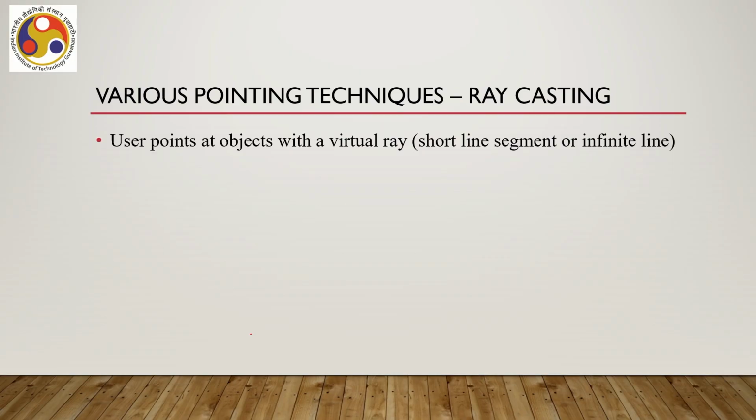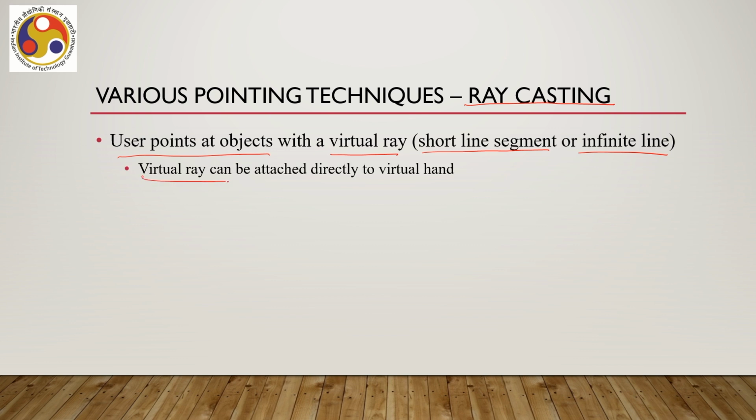Now, that is about different body parts that we can use to extend and control the ray for selection. Other thing is different ways to extend the ray. We can have the most basic technique called ray casting. Here the user points at objects with a virtual ray, which is typically what we have seen in the first image. Now, a virtual ray is nothing but a short line segment or infinite line, either way it is possible.